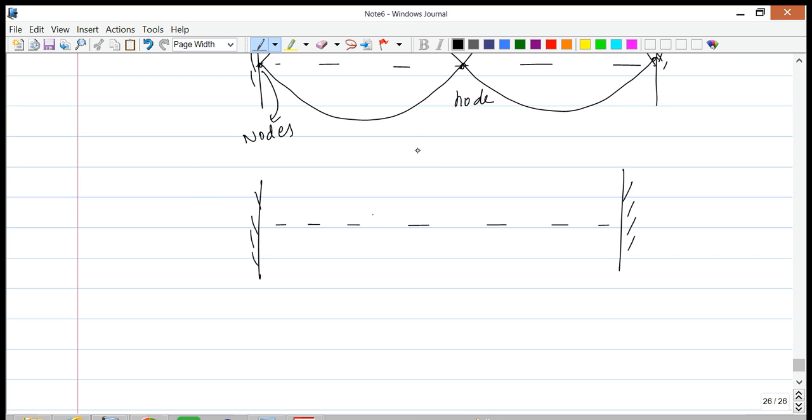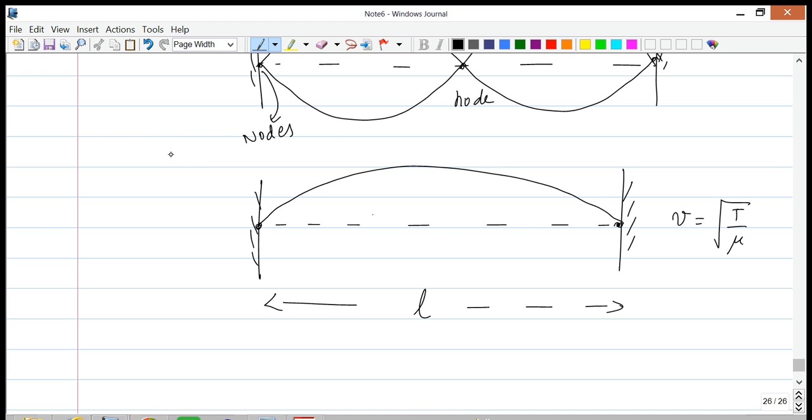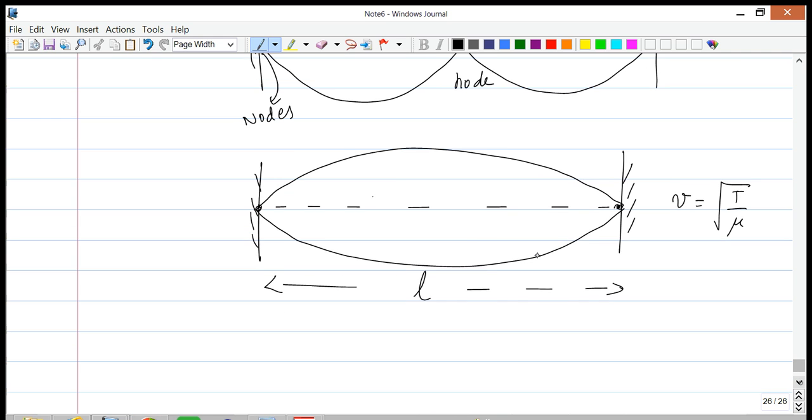So let's say the length of the string is L, and the speed of the wave going through this is v, and we can figure out v using the square root of T over mu. Since we are restricted to having nodes at the ends, we could have a standing wave that resembles this picture. We ask the following question: if this is the wave that is formed, what is the wavelength of this wave? The answer to that question is very simple.